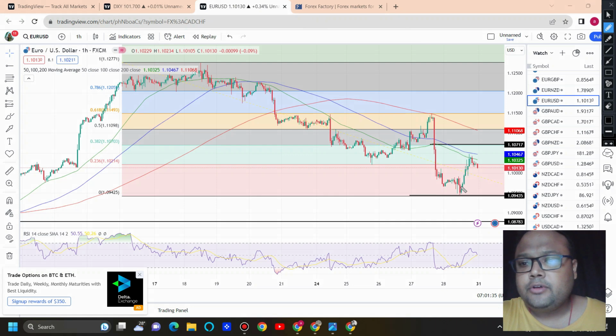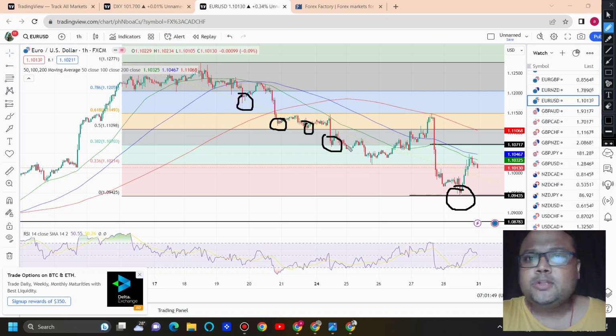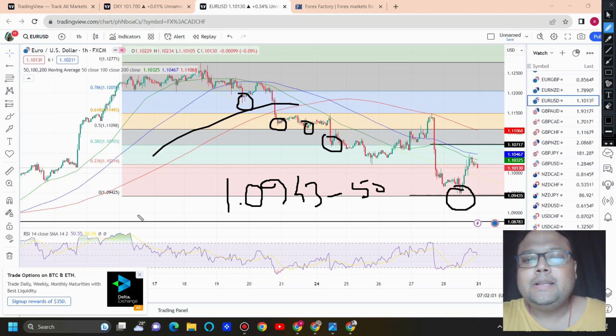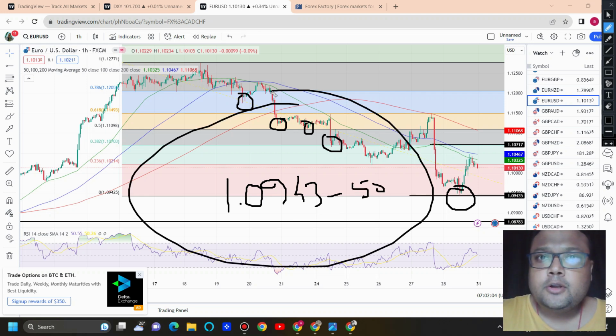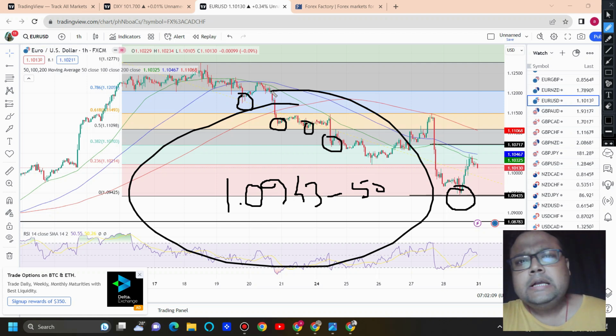If the downside on euro USD continues, then this time there's a good chance that the previous low will work as support here, because for the last couple of days the previous low is not working, as the market is continuously forming lower lows. But this time there's a good chance that the previous low of 1.0943 to 50 will act as the new support for the market, especially on Monday, because on Monday we don't have much volatility, and as we all know, for a breakout or breakdown, volume is extremely important. In absence of volume, the market will take support and bounce.